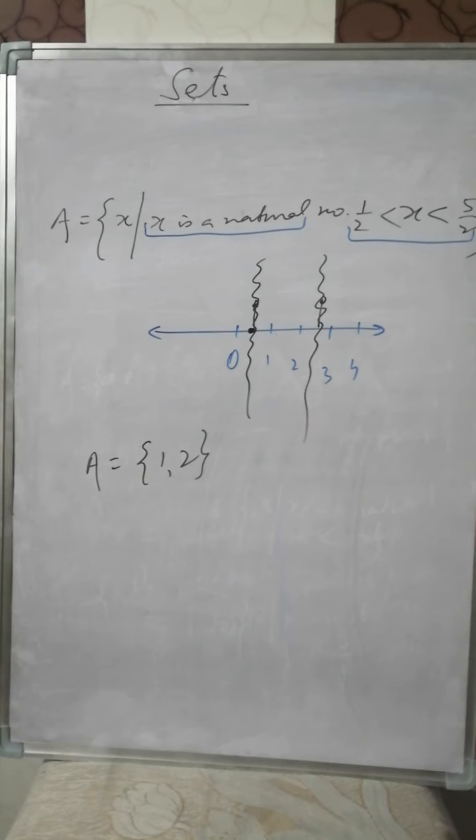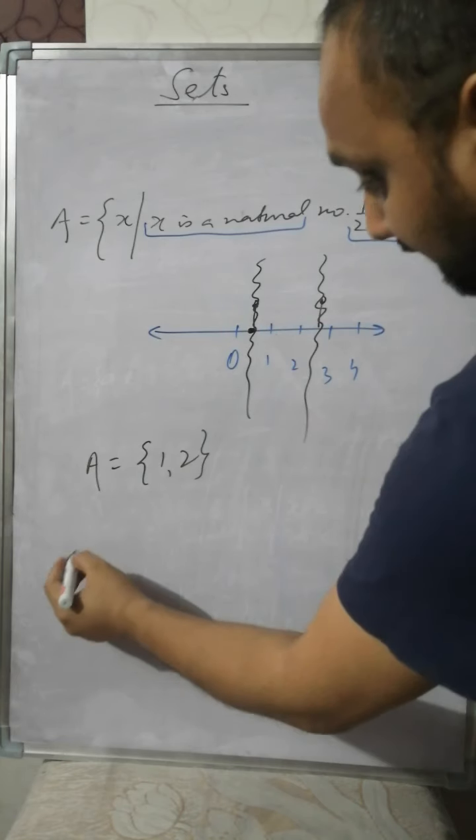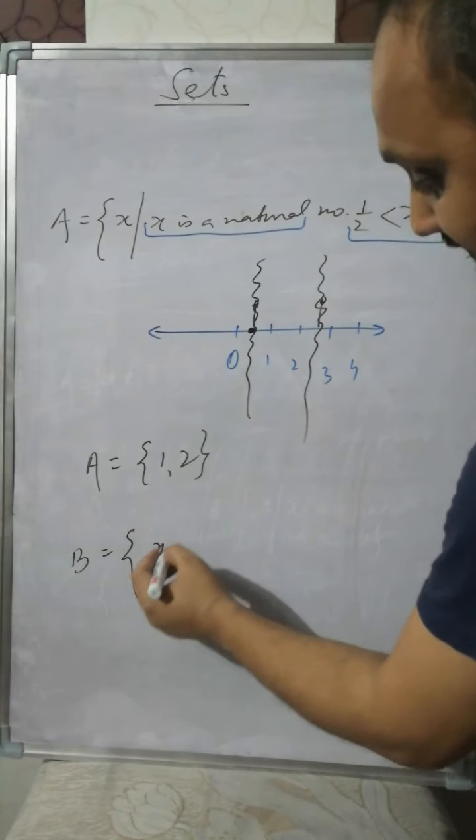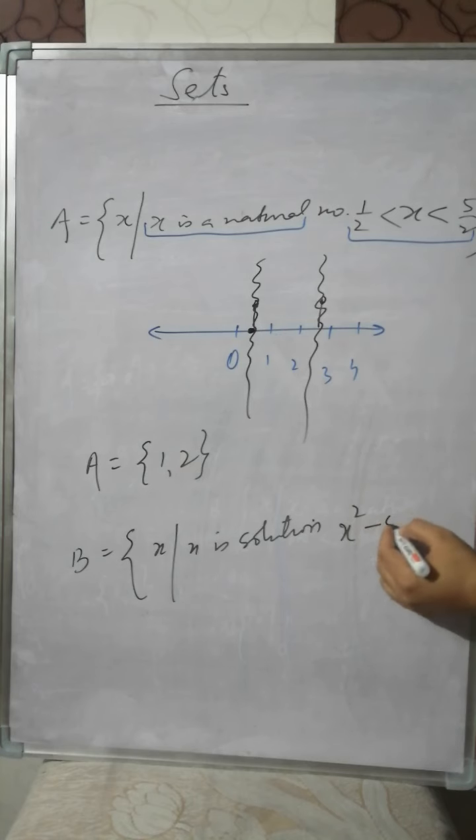Similarly, there's another set B where it says x such that x is a solution of x cube minus 5x plus 6 equal to 0.